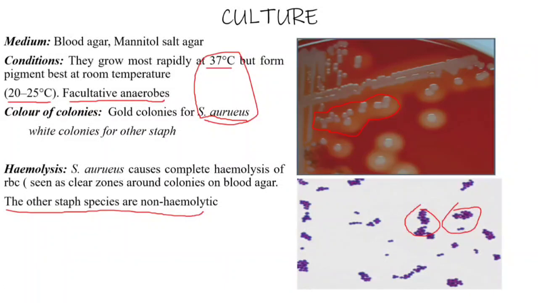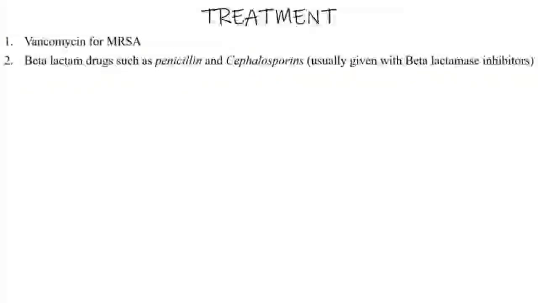Treatment. We use vancomycin for MRSA, that's methicillin-resistant staph aureus. That is the bacteria staph aureus which is able to change the penicillin binding protein, and then be a bit immune to antibiotics. So vancomycin, though expensive, is what we use for MRSA. And then beta lactam drugs such as penicillin and cephalosporins are usually used to treat staph infections, but they're usually given with beta lactamase inhibitors.